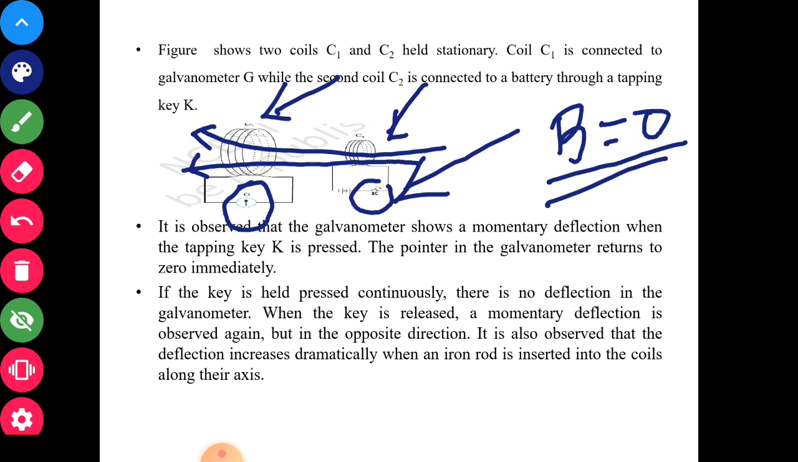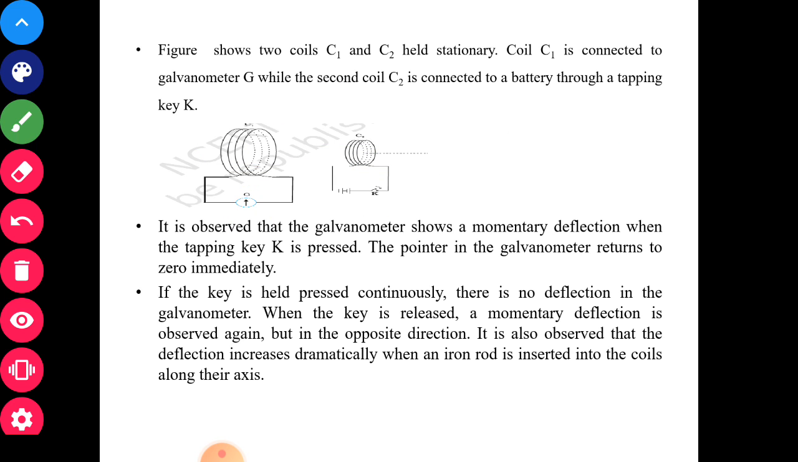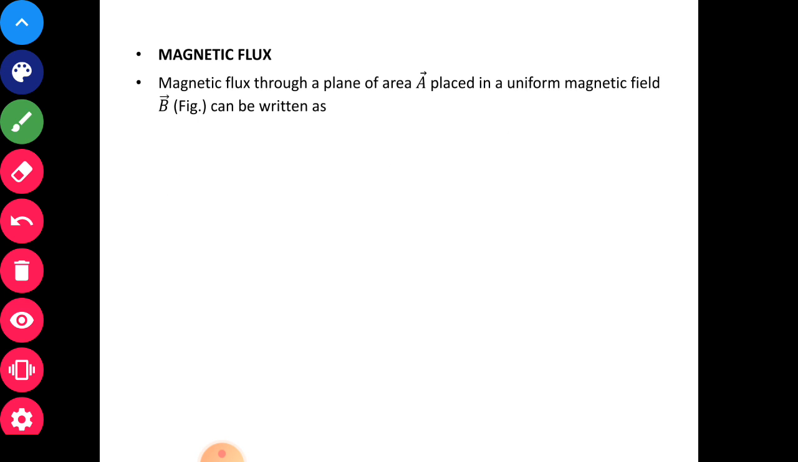This is the basic concept of all three experiments. There must be a change in magnetic field lines associated with the coil with which the galvanometer is connected. Then and only then is the electric current produced, or induced, we can say. That number of field lines associated with the coil is the new concept, the concept of magnetic flux, which is discussed in the next topic.